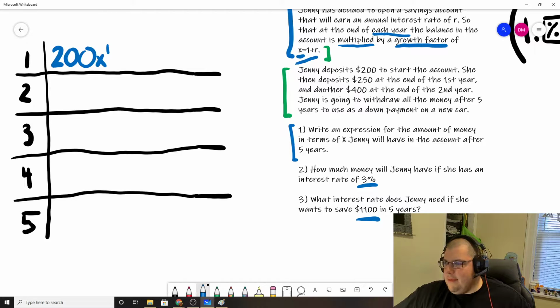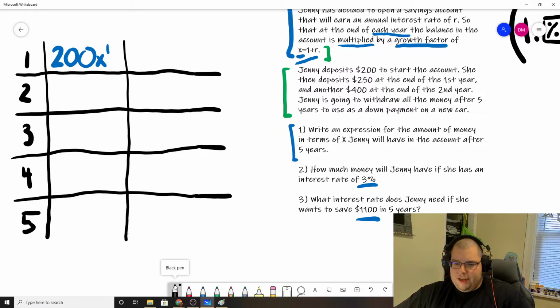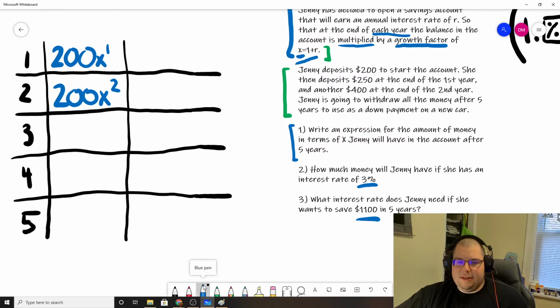The next time it mentions money, it's at the end of the first year. So I don't have to worry about this $200. I can just keep going with this $200 for the full 5 years. So in the second year, this $200 that was in the first year needs to be multiplied by another x. So x to the first times x to the first is x to the second.